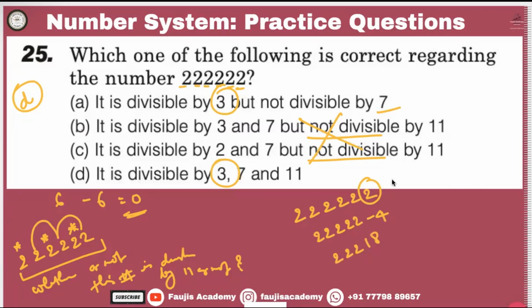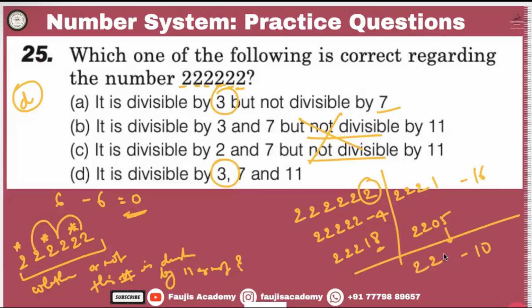Again, we'll do the same thing. We'll do 2 times of this number. We'll write down 16 minus 2, 2, 2, 1. How much is that? 2, 2, 0, 5. Right. Again, we'll do one more iteration over here. We'll do 2 times the unit digit, that means 10, minus 220, that means 210.